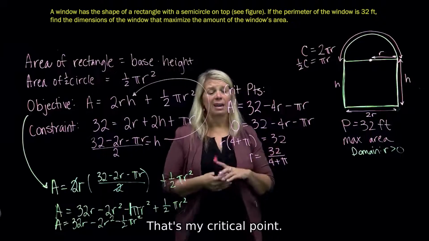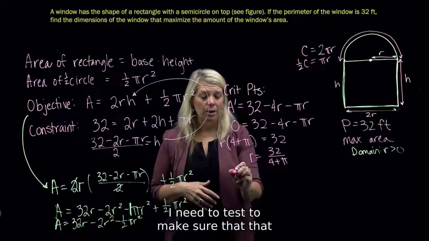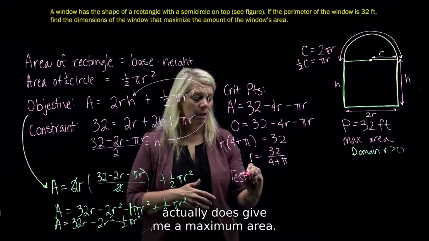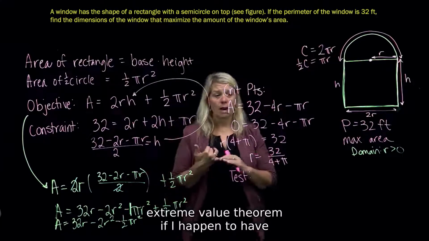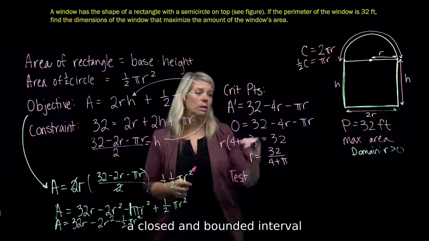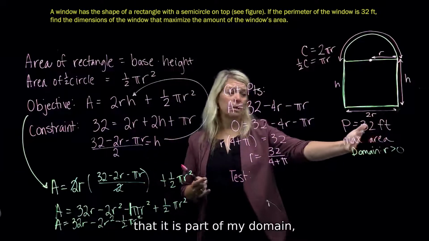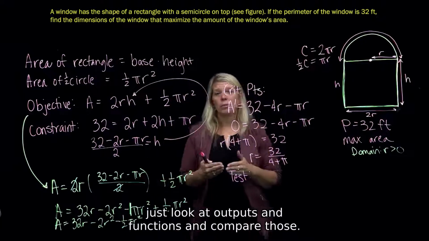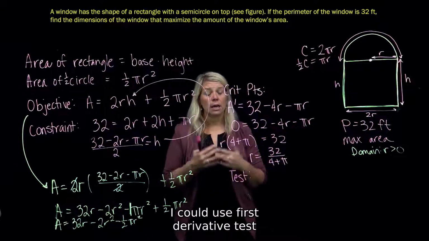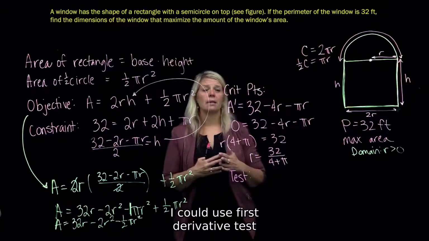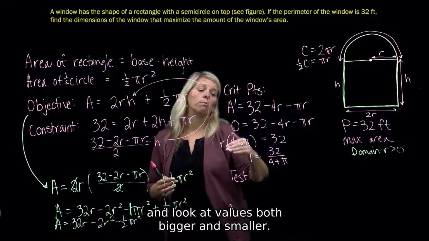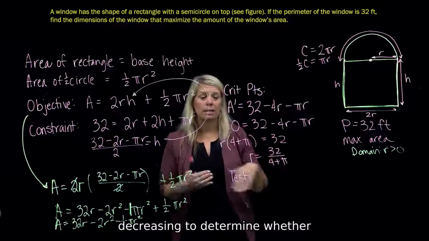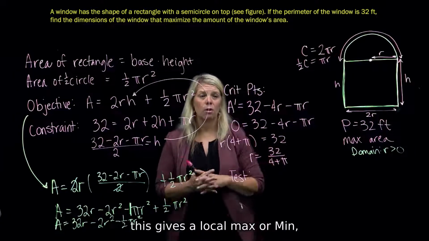All right, so I have 32 over 4 plus pi for my r. That's my critical point. I need to test to make sure that that actually does give me a maximum area. So I can either use extreme value theorem. If I happen to have a closed and bounded interval that is part of my domain, I could use the extreme value theorem and just look at outputs of functions and compare those. I could use first derivative test and look at values both bigger and smaller, make a sign chart, and look at where the function's increasing and decreasing to determine whether this gives a local max or min.